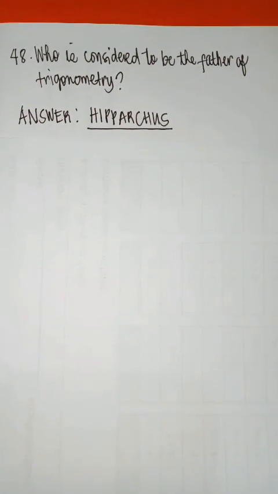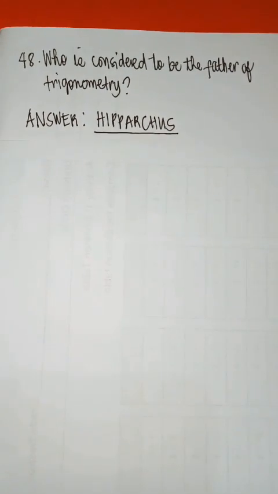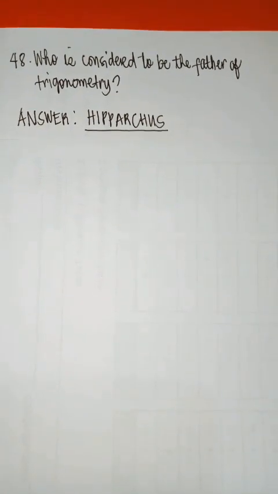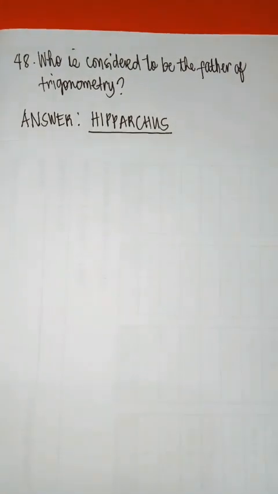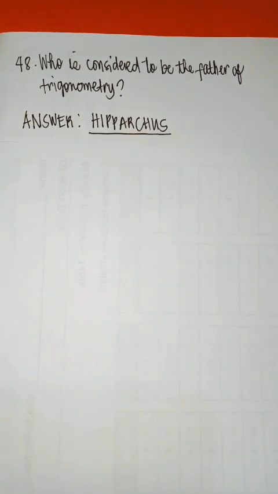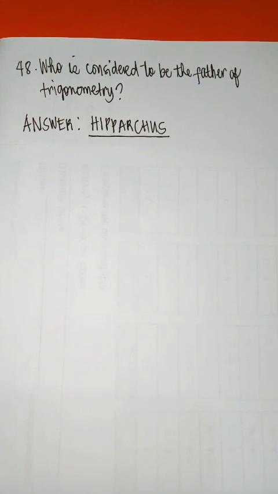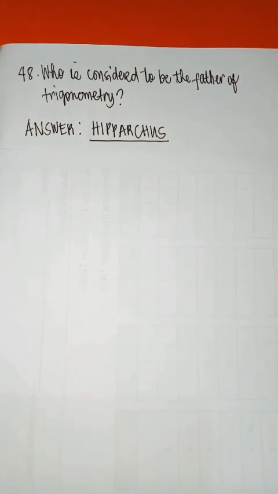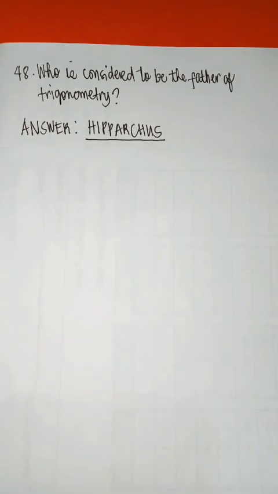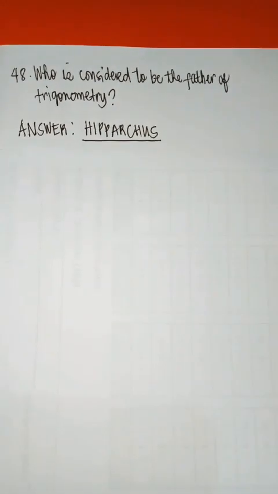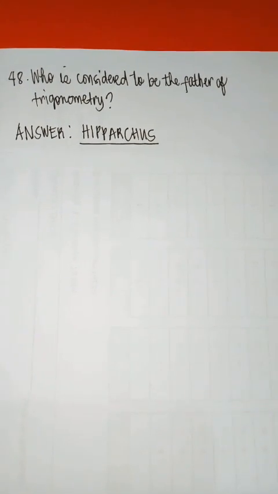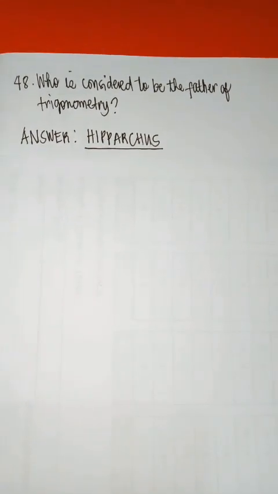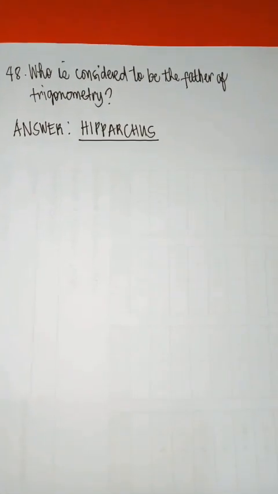Hipparchus was a Greek astronomer and mathematician who lived around 190 to 120 BCE. He is credited with compiling the first known trigonometric table, which allowed for the calculation of angles and the lengths of chords in a circle. His work laid the foundational principles of trigonometry, which later mathematicians expanded upon. Hipparchus' contributions were instrumental in the development of trigonometric methods used in astronomy and other fields.